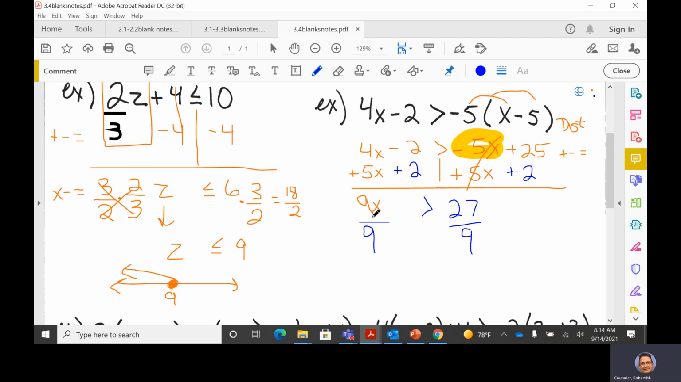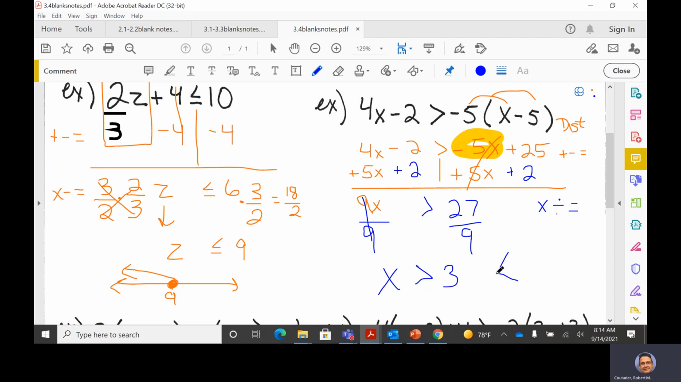The opposite of multiplication is division, and we are dividing by a positive number, so everything in the inequality stays the same. Multiplication, division, property of equality. So these will cancel and leaves me with x is greater than 27 divided by 9, which is 3.